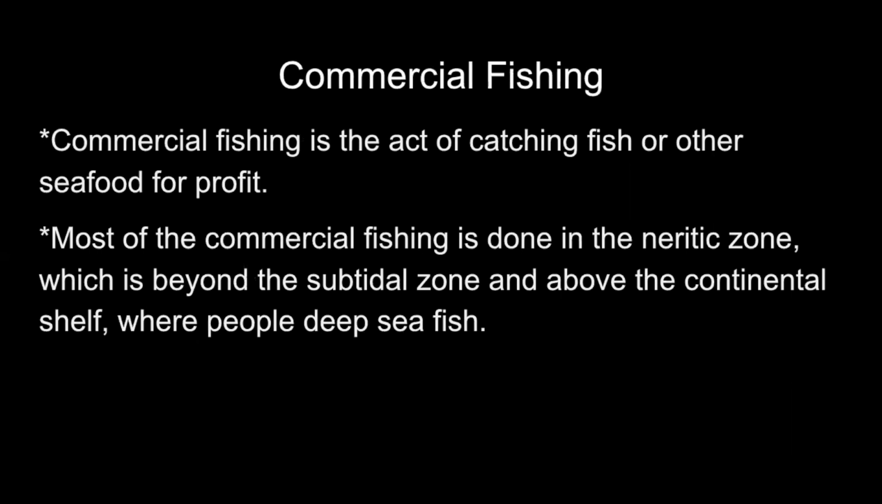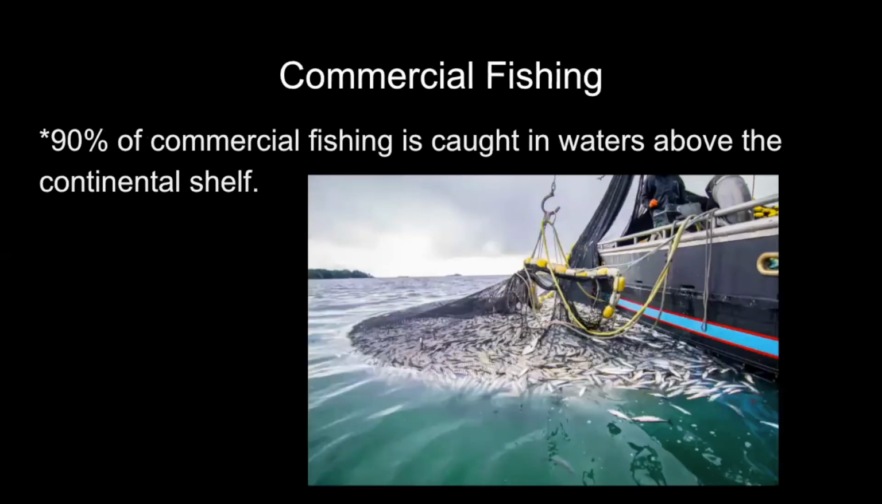Commercial fishing. Commercial fishing is the act of catching fish or other seafood for profit. Usually this is where you get your seafood from and where restaurants and markets get theirs. Most of the commercial fishing is done in the neritic zone, which is beyond the subtidal zone and above the continental shelf, where people deep sea fish. Like in the picture, people commercial fish using giant nets or trawling, which drags a net through water behind a boat. 90% of commercial fishing is caught in waters above the continental shelf.